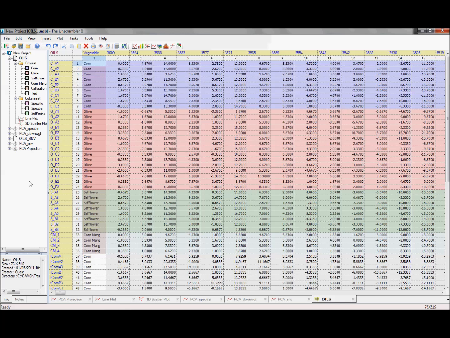This is the dataset that we just saw an example of in the scores and loadings plot. It is FTIR spectra of 36 training samples and 40 test samples. The individual samples represent different oil types, and the wavelength range is from 3600 to 600 reciprocal centimeters. There is also an indicator variable called vegetable. However, this information is not used in the model building, only for classifying or coloring the samples in the individual plots.